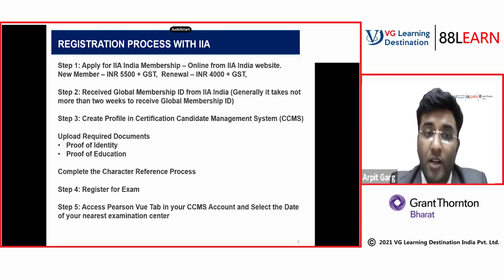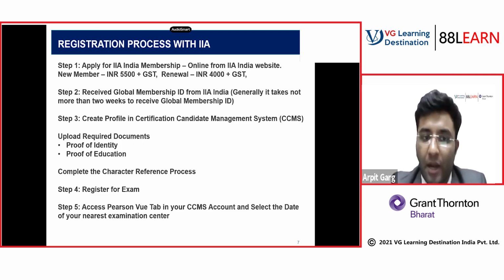The next important thing is how to register yourself for the CIA program. Step one, as I said, is to apply for IIA India membership. It can be easily done through the online IIA India website. The new member enrollment cost is about 5,500 plus GST, and there is an annual renewal fee of 4,000 plus GST. Once you have applied for the membership, step 2 is that you will receive a global membership ID from IIA India. Generally, it takes 2 weeks to receive this ID.